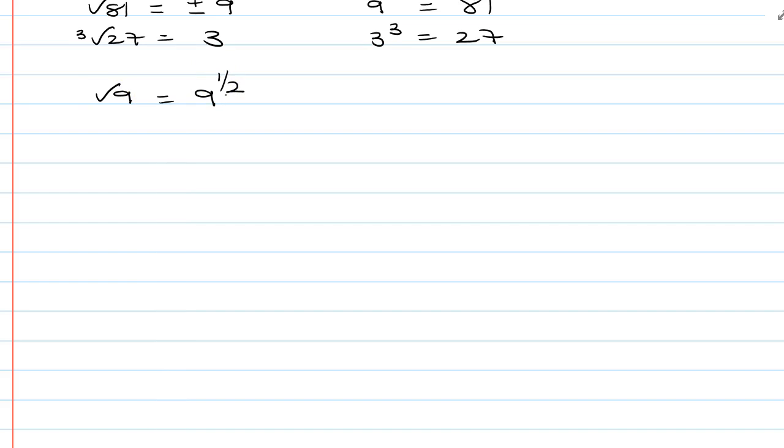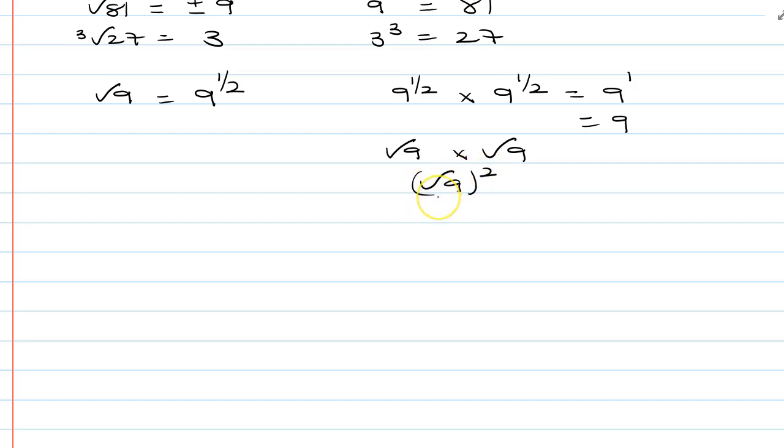Now I'm going to prove this to you by using the multiplication law. If I take 9 to the power of half and multiply it by 9 to the power of half, using the multiplication law, because the base is the same, I can add the indices. A half plus a half is 1, so it's 9 to the power 1, which is just 9. Now let's have a look at if 9 to the power half was the square root of 9. The square root of 9 times the square root of 9 is the same as saying the square root of 9 all squared, and they're inverses of each other, so that just leaves us with the number 9. Therefore we can establish that the square root must be equivalent to the power of half.